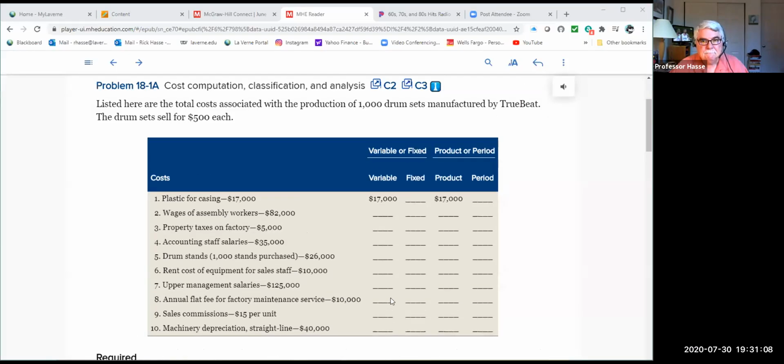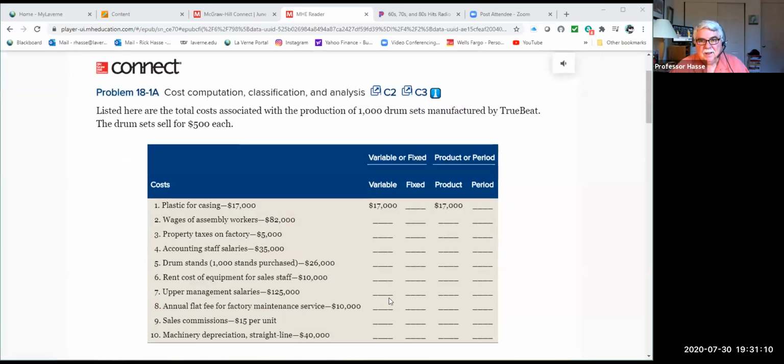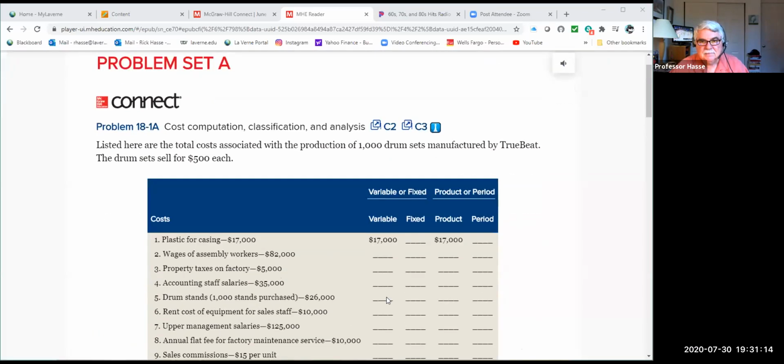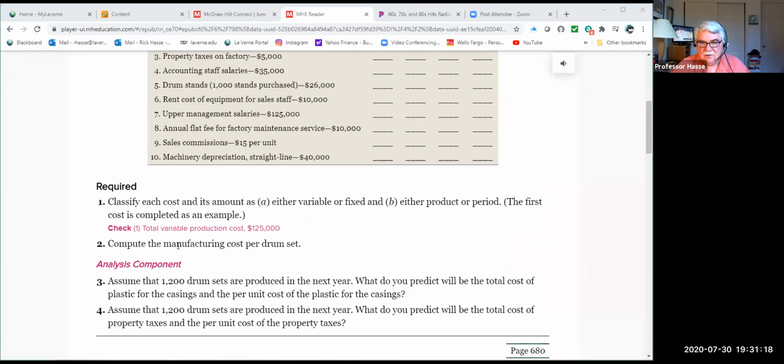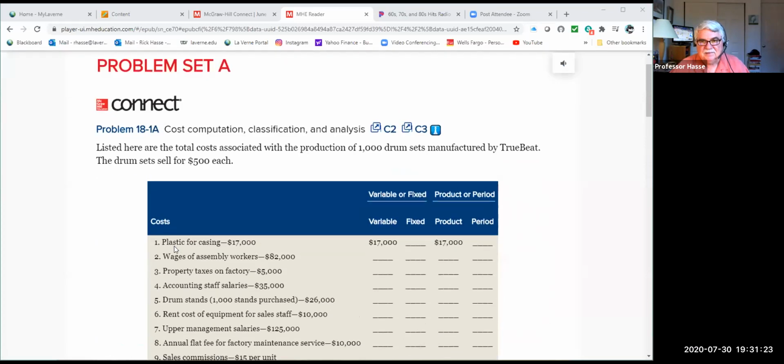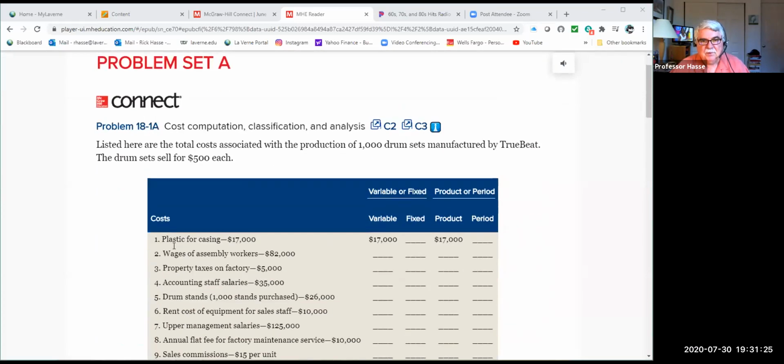I'm going to chapter 18, if I can find it. There it is. Problem 18.1a. I don't know what page that's on. Sorry, I don't have that here. Oh, yes, page 679 of your textbook, problem 18-1A.